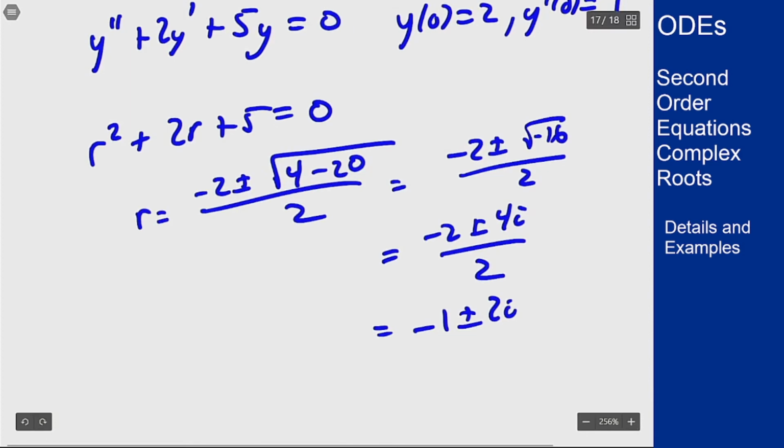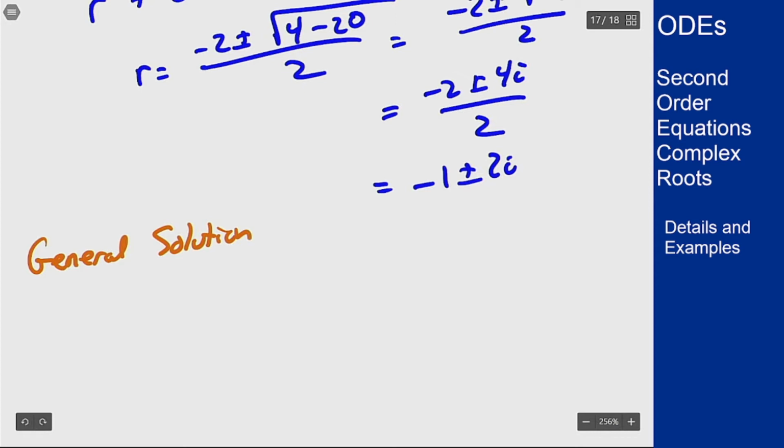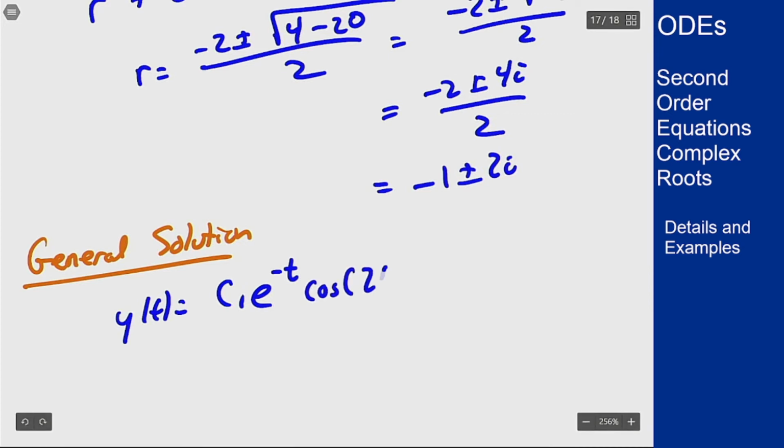So that means, based on our method for complex numbers, our general solution is going to be y of t is c1 e to the at. a here is negative 1, so minus t. Cosine of bt, b here is 2, so cosine of 2t. And then plus c2 e to the minus t again, and now sine of 2t. These patterns are always the same. The exponent's always the same, and the part inside the sine or cosine is always the same number, and they match the real and imaginary parts of the root respectively.